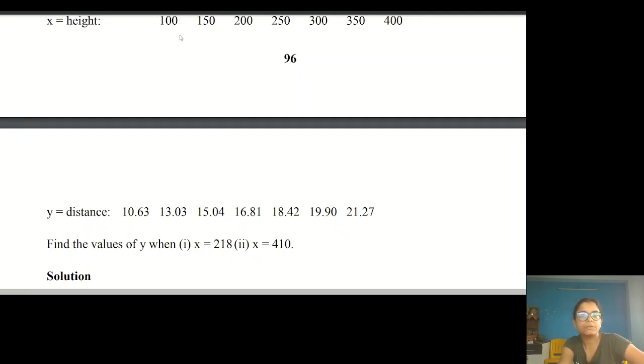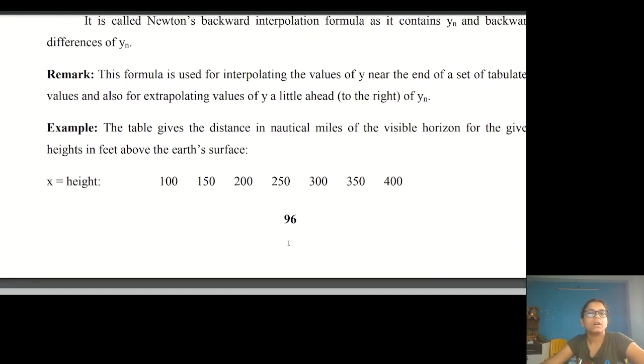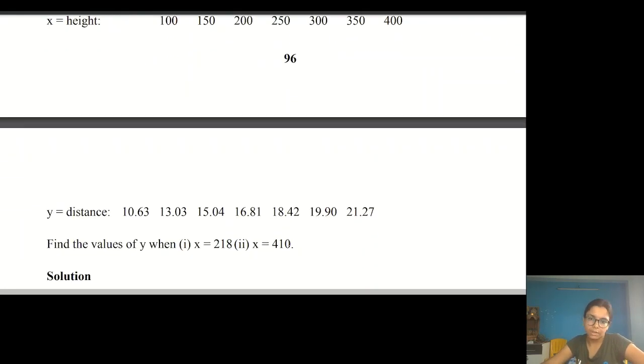And like we have 100 and we have to find the value at 90, it is also an extrapolating value because it is lying outside the given data set. For 90 we have to use Newton forward interpolation, and for 410 we have to use the method of Newton backward interpolation.